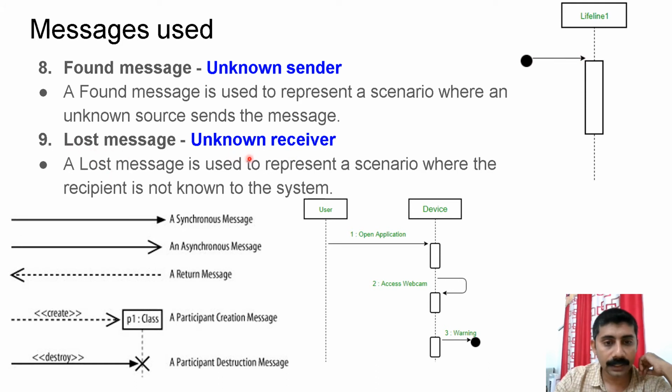Lost message. In this case, the receiver is unknown. A lost message is used to represent a scenario where the recipient is not known to the system. So this is the unknown part. So this lost message indicates that the destination or the receiver is unknown.